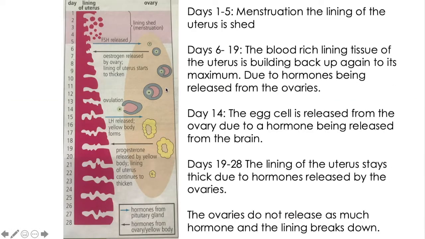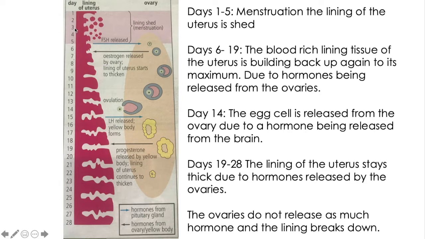Okay, this is a bit of detail. You don't need to know all this detail, but you might be able to take something from it. So, from days 1 to 5, the menstrual cycle lasts about 28 days. Sometimes it's slightly longer for some people. 28 days, so just shorter than a month actually.